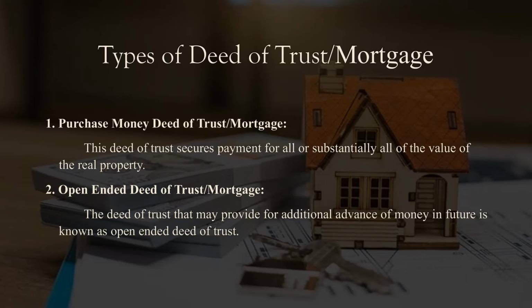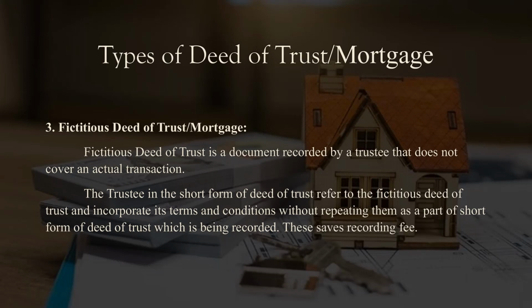The deed of trust that may provide for additional advance of money in future is known as open-ended deed of trust. The credit card concept is the best example for the open-ended deed of trust. Whenever needs arise, we can take the amount from the card, but they have fixed a preset credit limit for us. Third one is fictitious deed of trust.